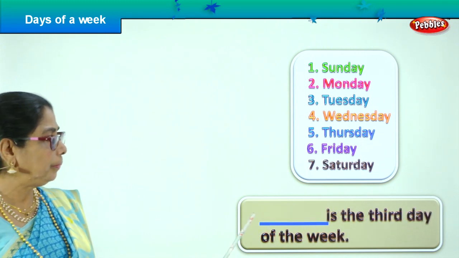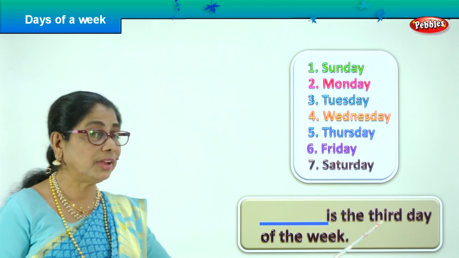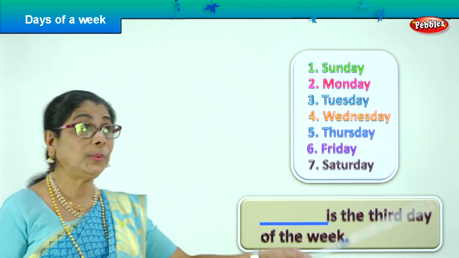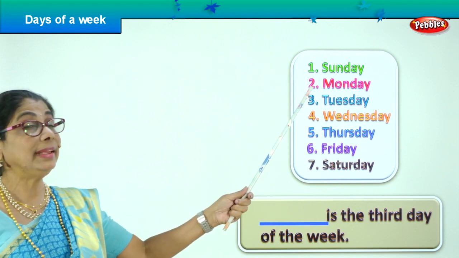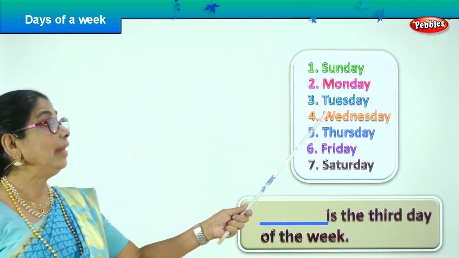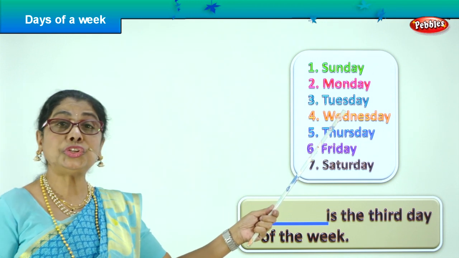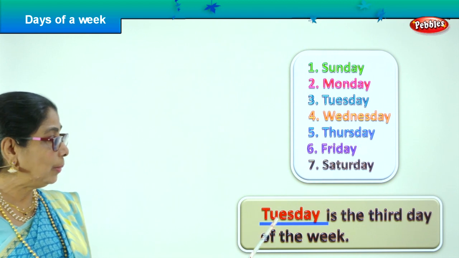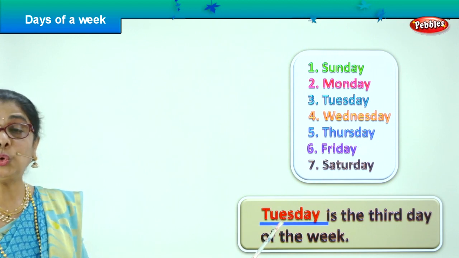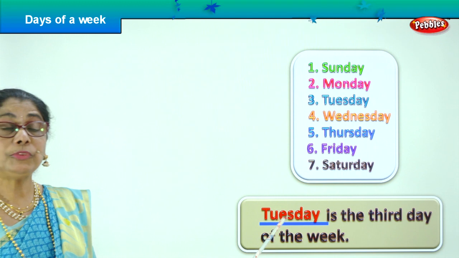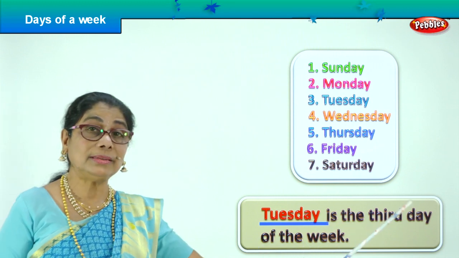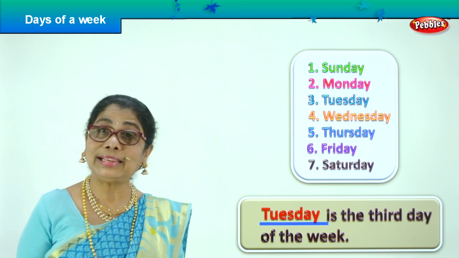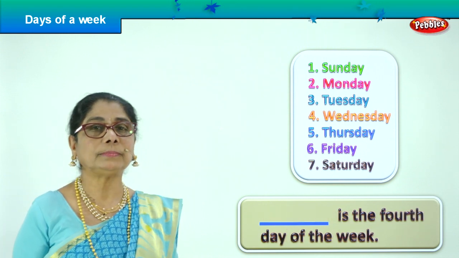And here we are. Dash is the third day of the week. Which is the third day of the week? First is Sunday. Second is Monday. Third day of the week is Tuesday. Tuesday. And we write it down here. Tuesday. Tuesday is the third day of the week. Good. Let's go on to the next question.